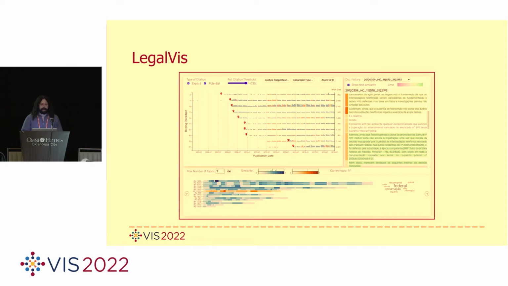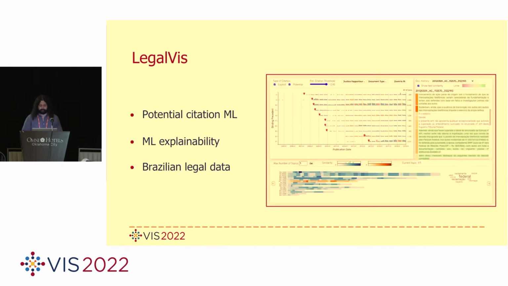In this work, our main contribution is LegalViz, a web-based visual analytics system designed to tackle the presented problems and ease the analysis of binding precedent citations in STF decisions by judicial experts. LegalViz's main features address the mentioned limitations in the literature because it incorporates a machine learning pipeline for the potential citation inference. It allows the visualization of machine learning model explanations, and it is designed to visualize Brazilian legal data.